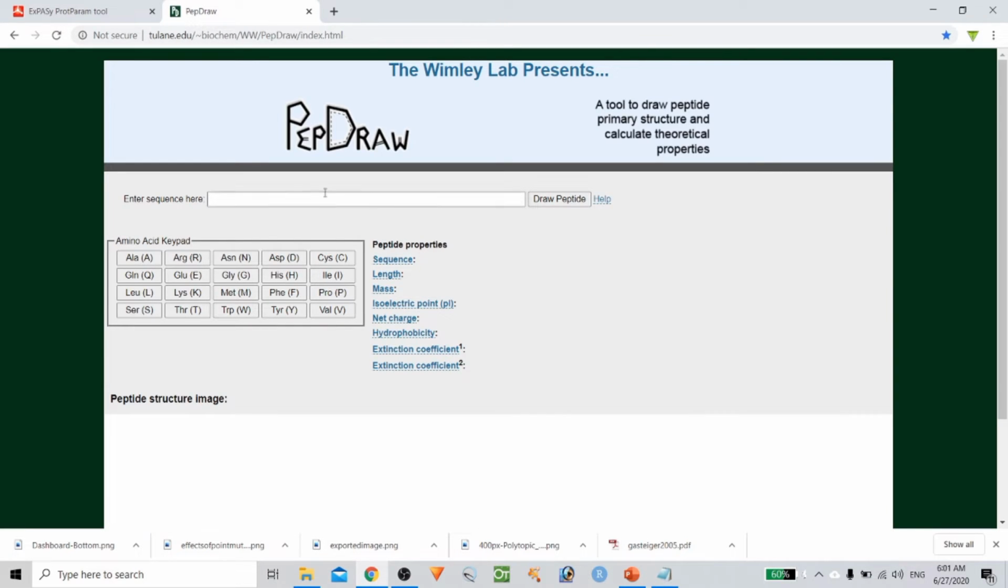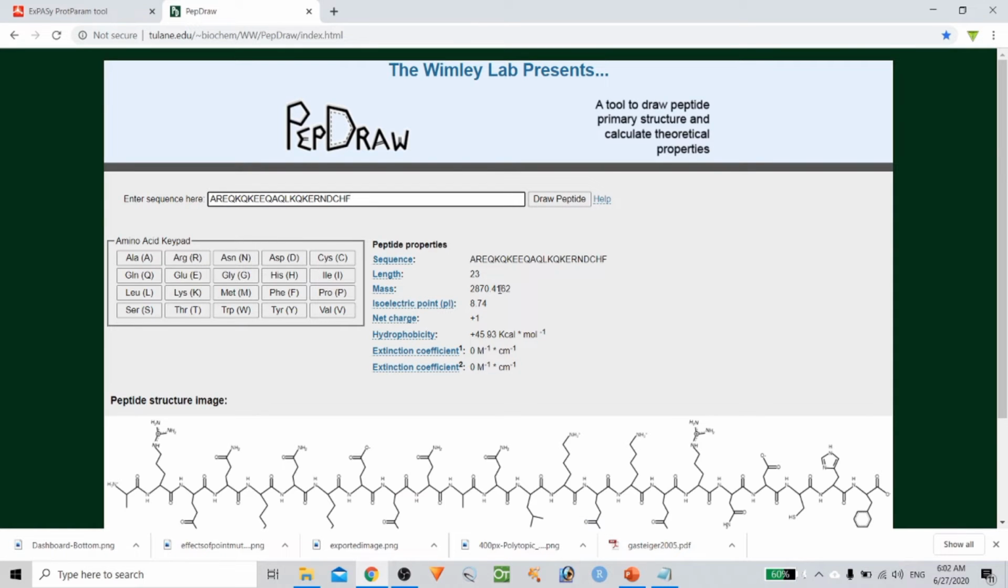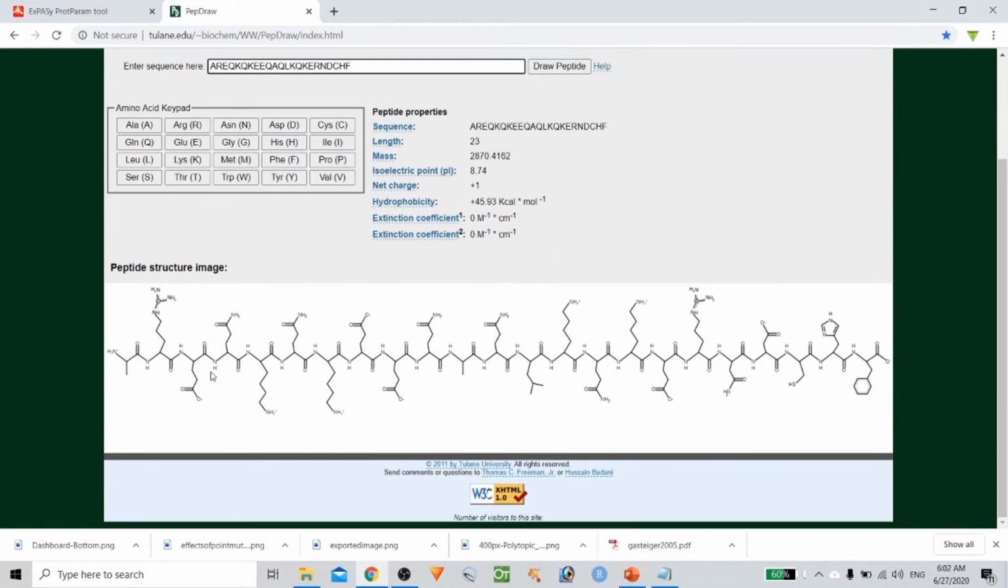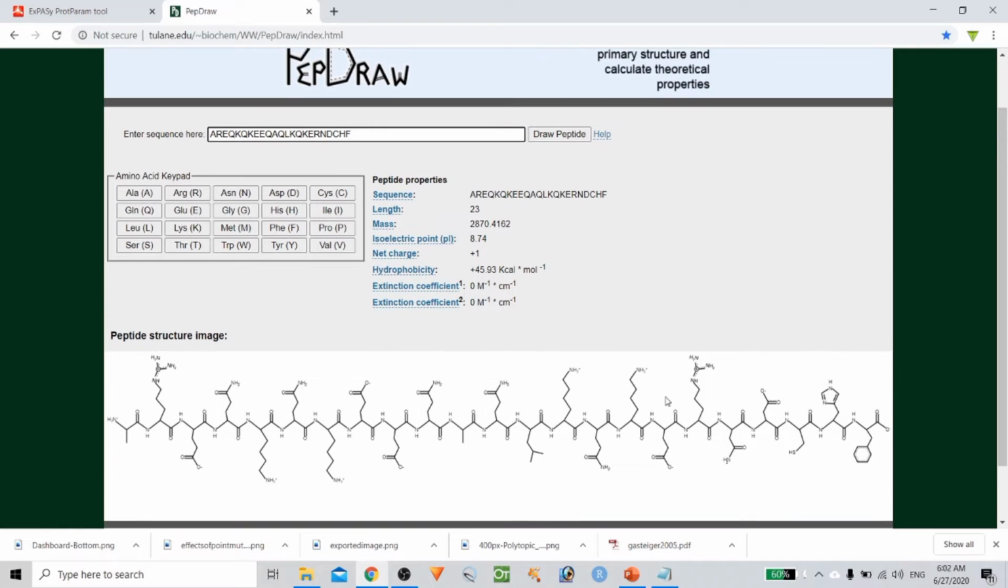Okay, so here this is Peptra. Here you have to provide a sequence, or you have a chance to draw your own sequence. For example, if I want to draw a sequence like this, you can see here I can easily draw a sequence. You have to click on draw peptide.